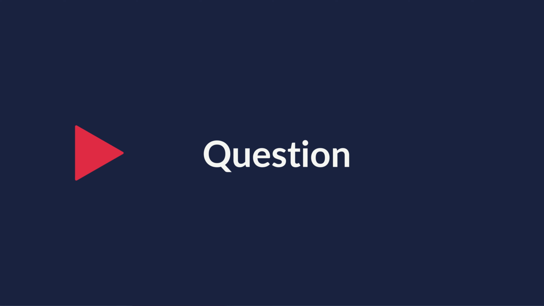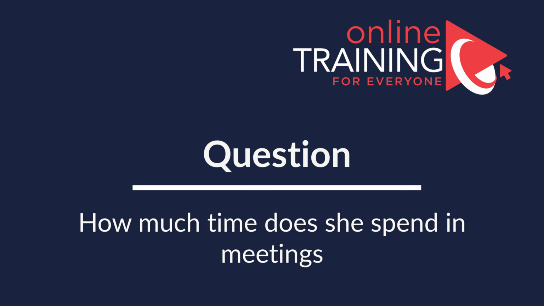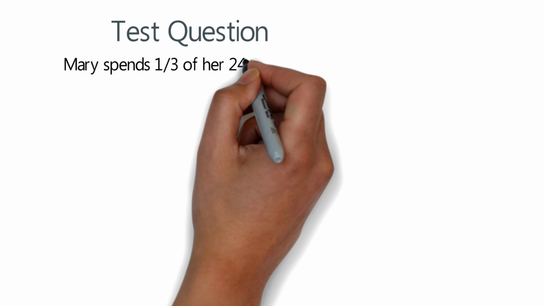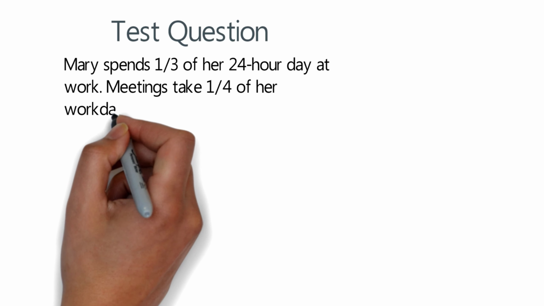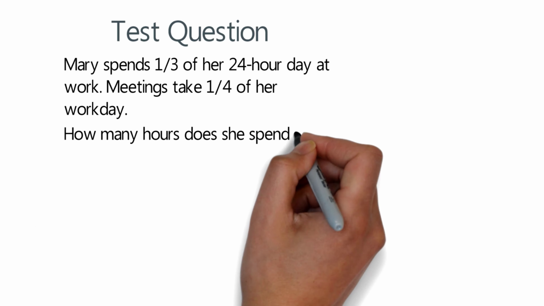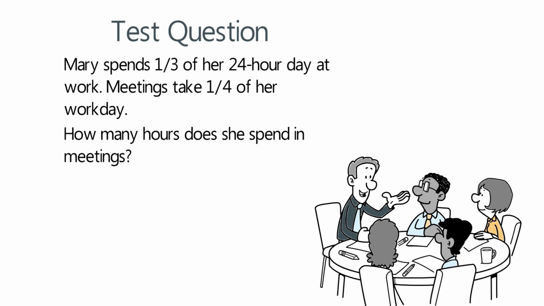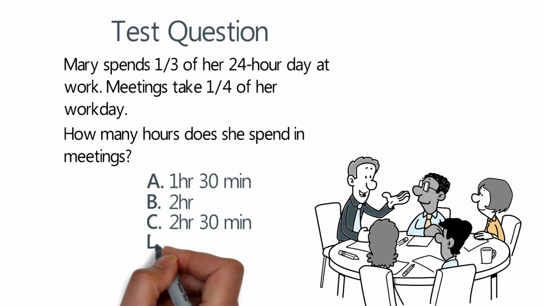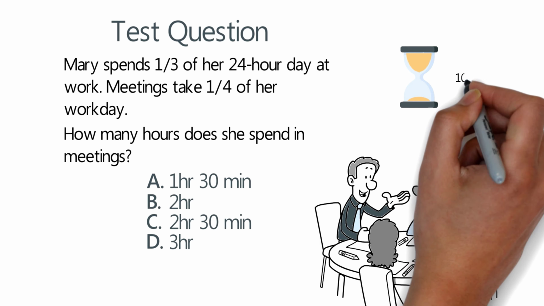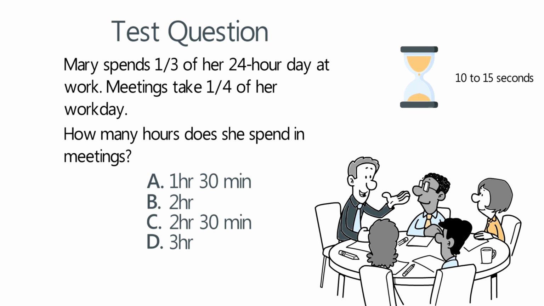Here's an interesting question which validates how well you do planning of your day-to-day work. Mary spends 1/3 of her 24-hour day at work. Meetings take 1/4 of her workday. How many hours does she spend in meetings? You have 4 different choices. Choice A, 1 hour and 30 minutes. Choice B, 2 hours. Choice C, 2 hours and 30 minutes. And choice D, 3 hours. Give yourself 10 to 15 seconds, maybe a bit longer, depending how well you typically solve these types of problems. Ready or not, let's go ahead and solve this challenge together.